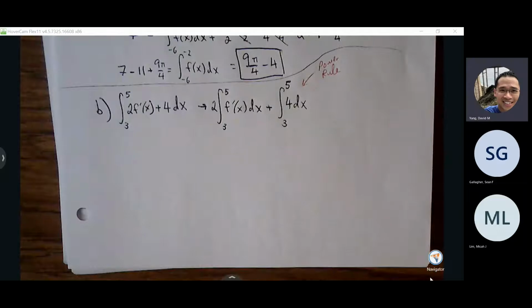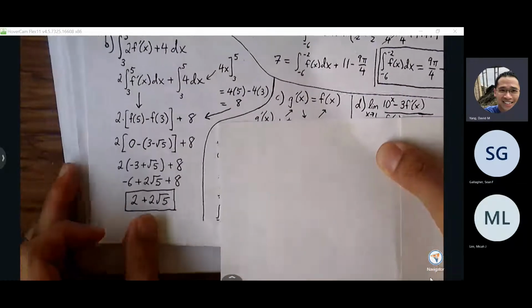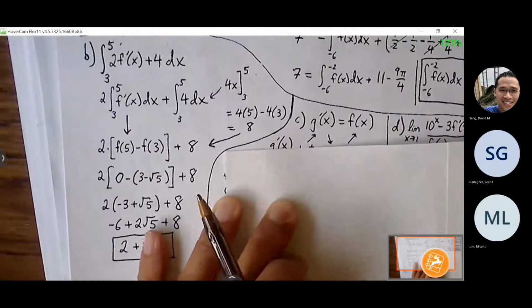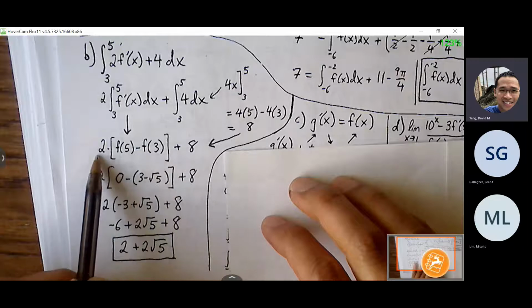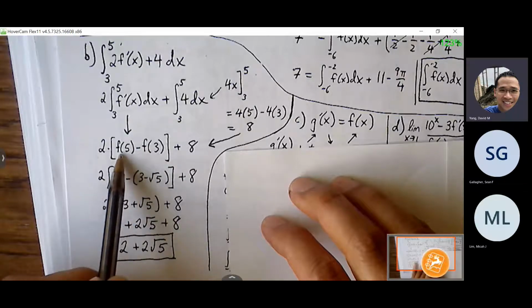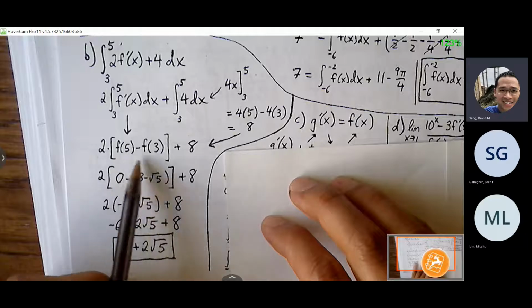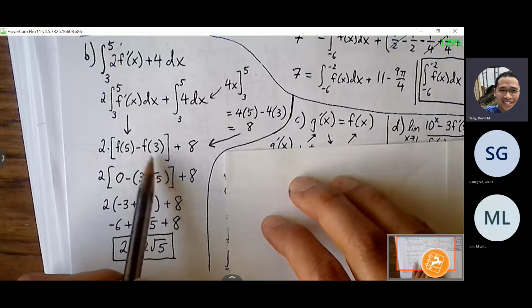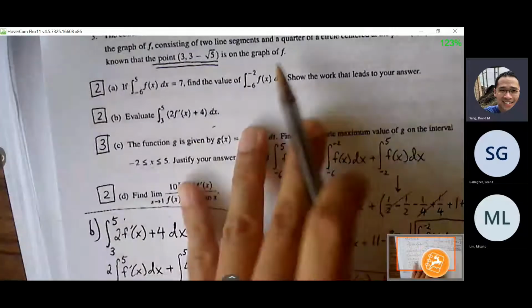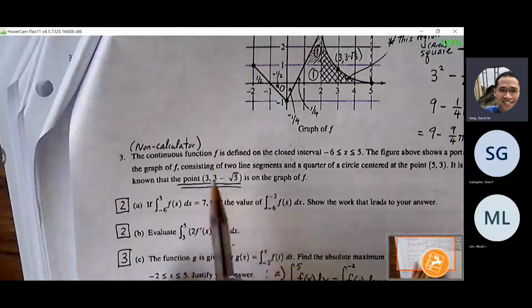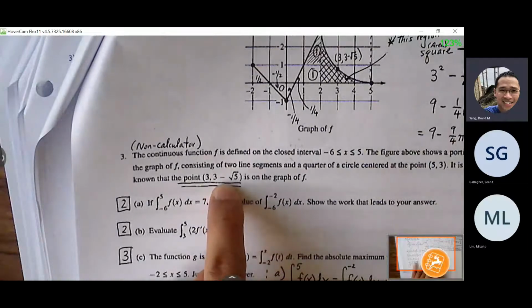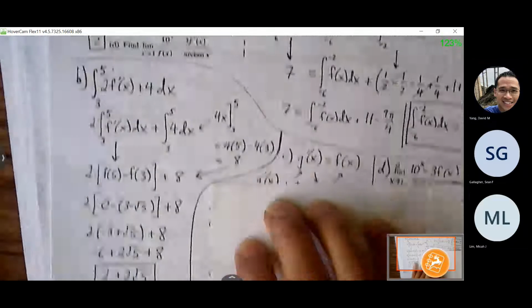Okay, so let me show you the work of the process that we go through. F prime turns into f of b minus f of a, the 2 tags along. F of 5, we look at our graph. F of 5 is 0. F of 3, we look at our graph. Looks like it's a point that's hard to identify, but we know what that point is because that's provided for us at the beginning of the problem. They do tell us what the y value is. The y value is 3 minus root 5.